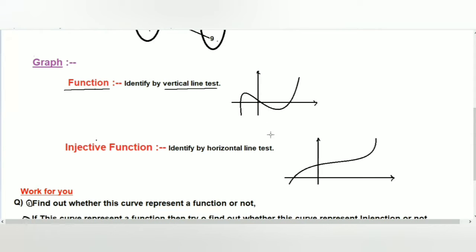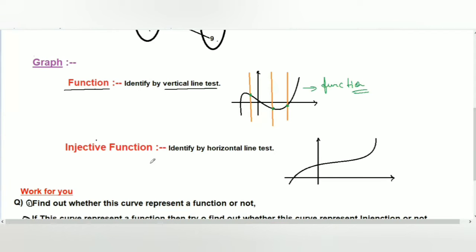So what is the vertical line test? Just draw a line here. Draw a vertical line anywhere and check whether this vertical line intersects the curve only once. You can see clearly here, these three vertical lines I drew intersect the curve only once. If any vertical line intersects the curve only once, it means this is a function.